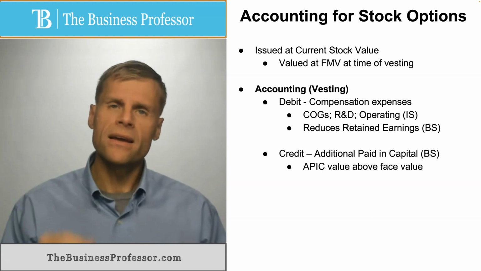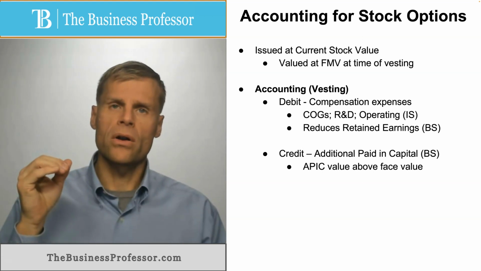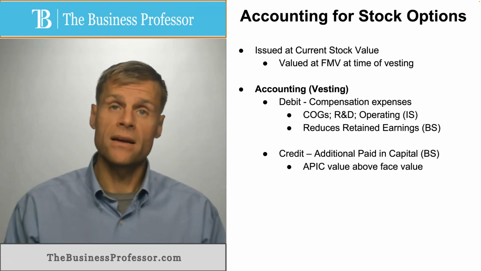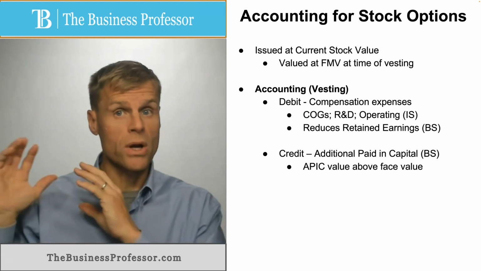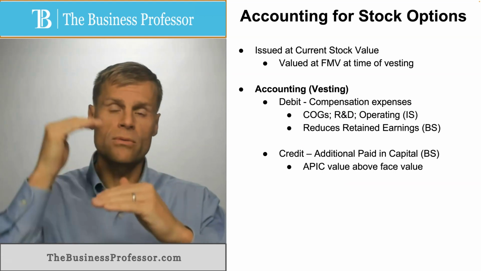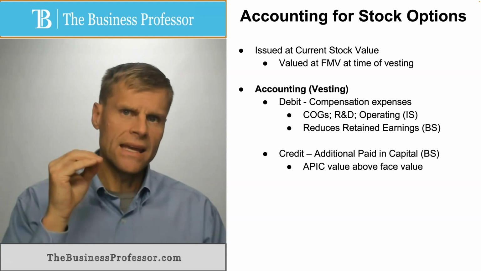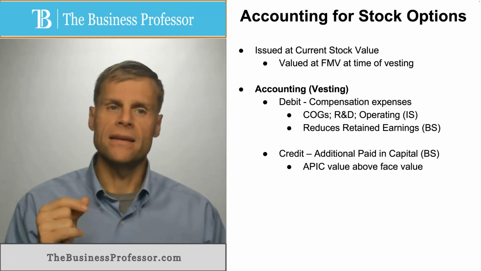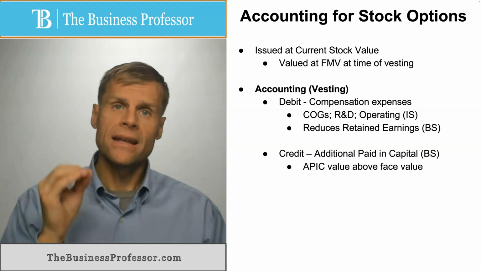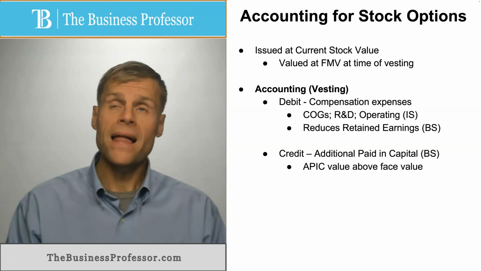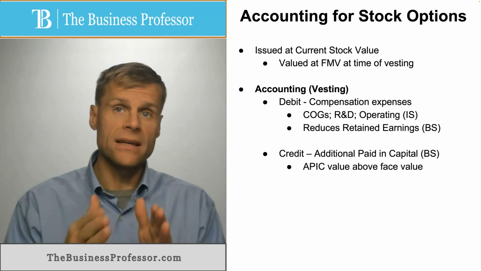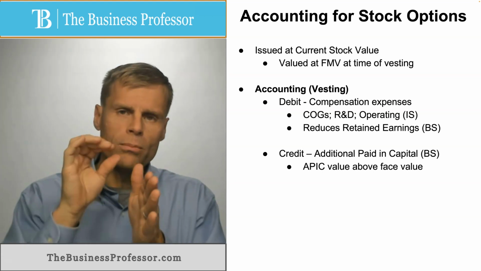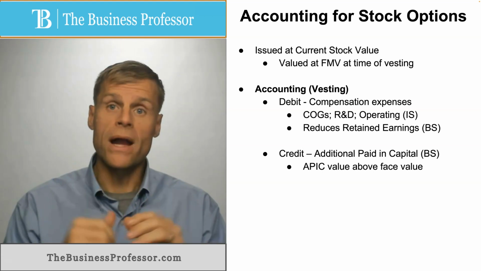Now on the balance sheet, because once again you are reducing the retained earnings when the options vest, because you are compensating individuals based upon the rise in value of the option above the stock price, it will reduce the retained earnings of the company on the balance sheet. So you would have to debit the retained earnings account. Now, to make the equation balance on the balance sheet, you would also have to credit the additional paid-in capital account. And what you would credit is the value above the face value, or the strike price, on the option.